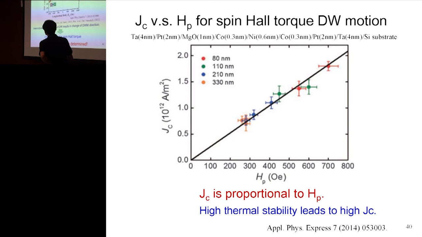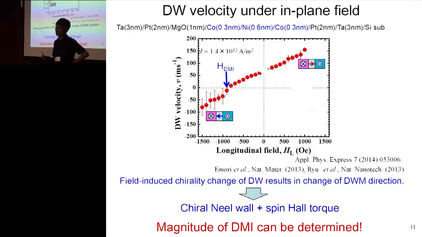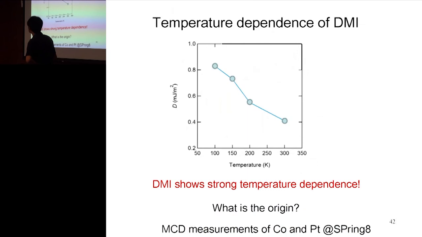as I said, this magnetic field corresponds to the effective magnetic field due to Dzyaloshinskii-Moriya interaction, which means by this kind of experiment, we can now quantify the size, the amplitude of Dzyaloshinskii-Moriya interaction. So this is a measure of how high the interaction is. And we did such kind of experiment by changing the temperature. Dzyaloshinskii-Moriya interaction shows strong temperature dependence.